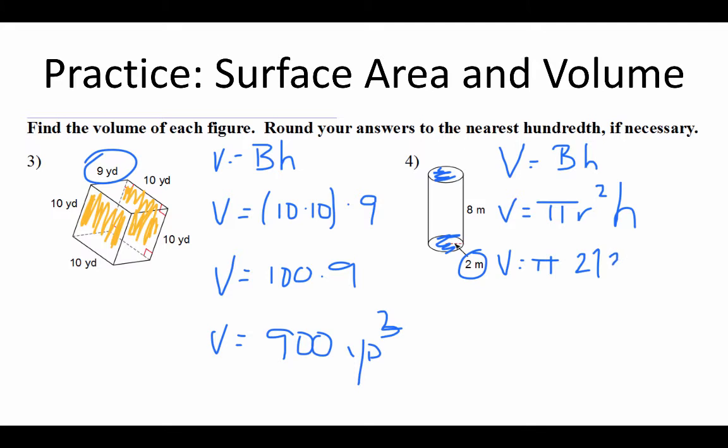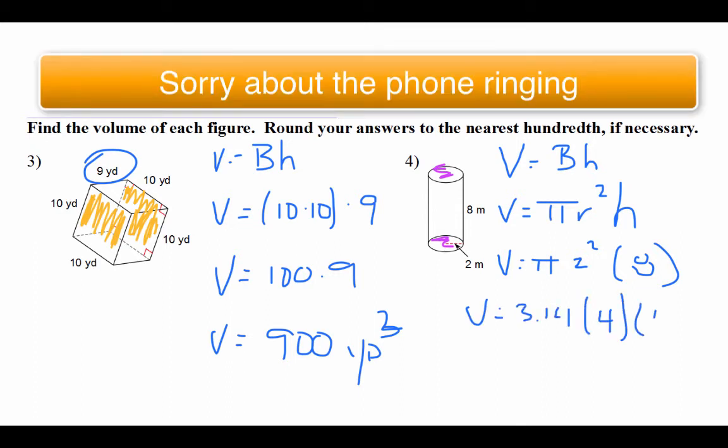Well, oops, let's go back. So here are my two bases, in the purple there. And I know that volume equals pi times the radius squared, so 2 squared, times my height, which is 8 meters. So volume equals 3.14 times 4 times 8. And when I see that, I get volume equals 3.14 times 32, and volume equals 100.48.